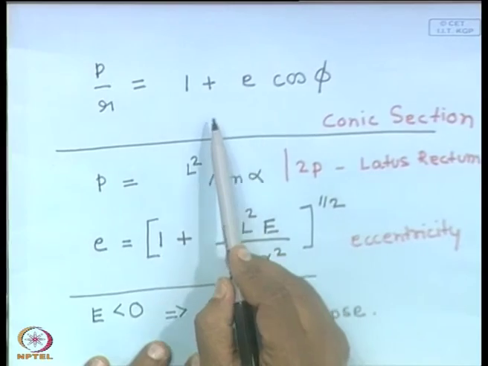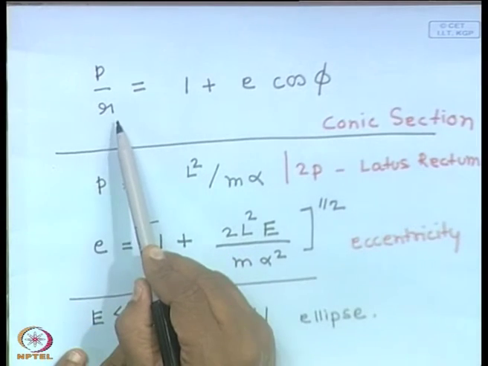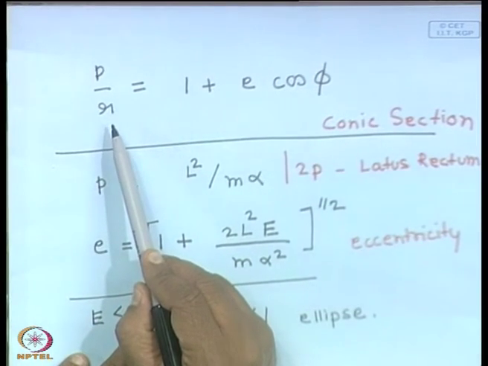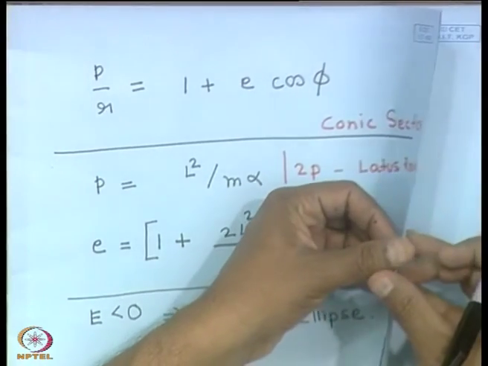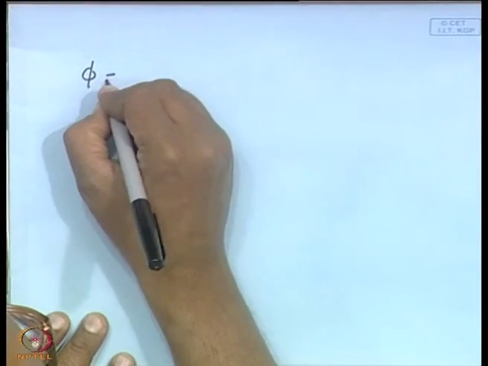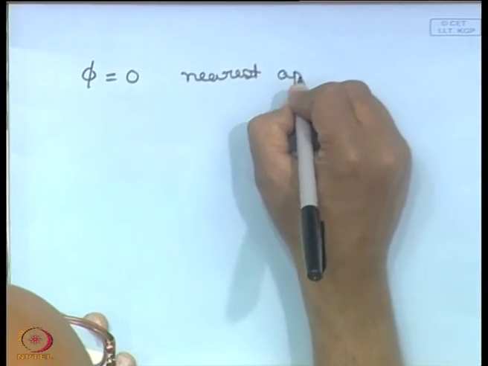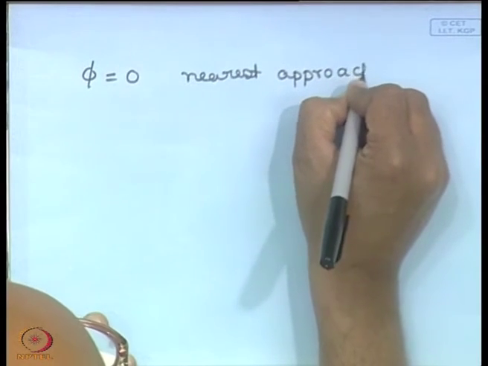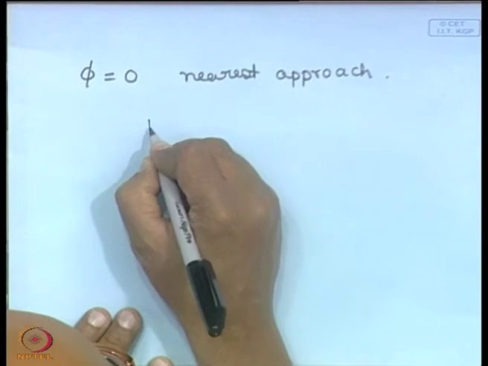That is the maximum value which the term on the right hand side can have, which tells you that the value of r is minimum. So, phi equal to 0 corresponds to the nearest position of approach, the point where it approaches nearest to the center of the motion. That is how the origin of phi has been chosen, and this is called the perihelion.